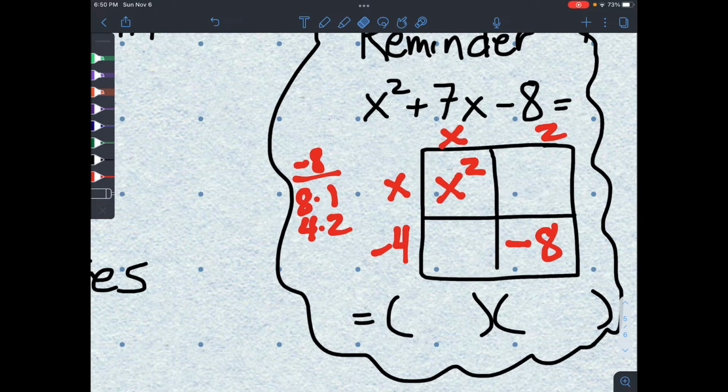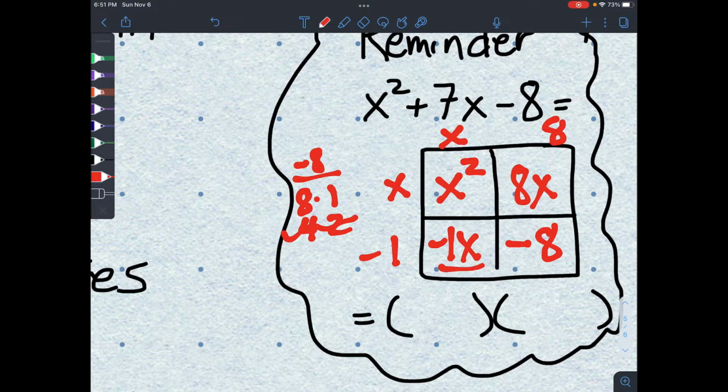So, reminder, let's go then. This one did not work out, so I'll choose 8 and 1. Again, one of them needs to be negative. I'll randomly choose the 1 as negative. So in my lower left box here, I get -1x. In my upper right box, I get 8x. And now if I add these two up, I do get 7x. So I have factored correctly. So my factoring is, remember, write these two together, x plus 8, and then write these two together, x minus 1.